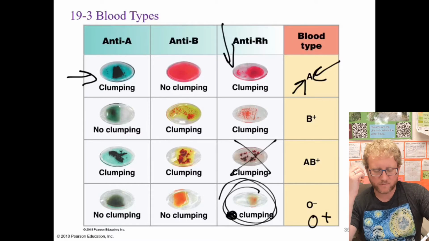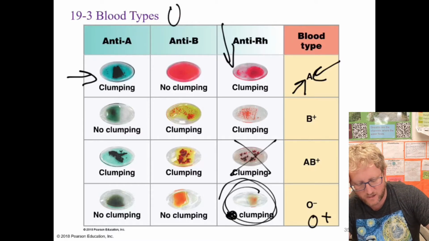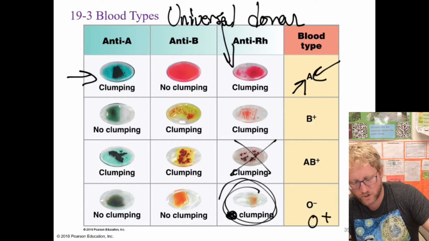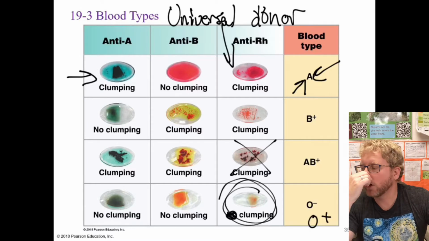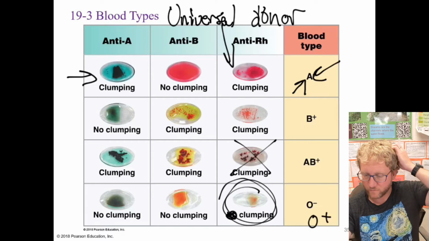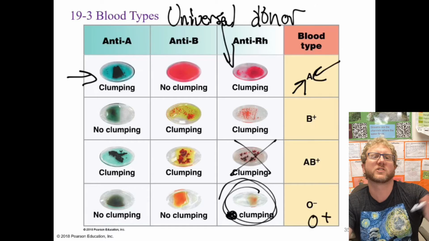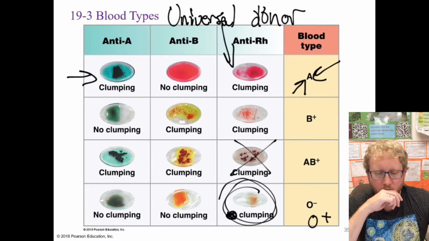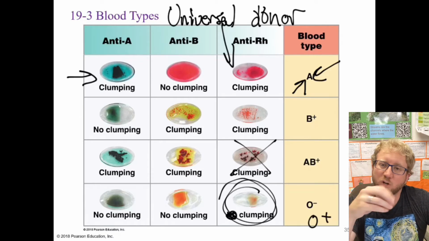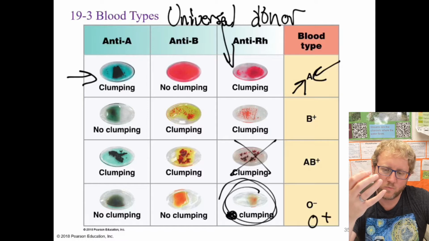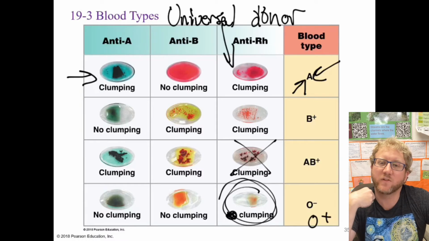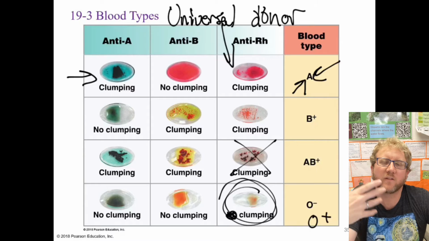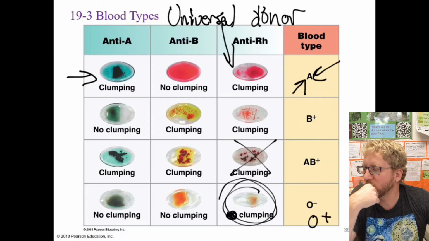Now sometimes you'll hear terms like universal donor. Universal donors are O negative because there are no antigens whatsoever on any of the blood, so there's nothing for the antibodies to agglutinate with. O negative can be given to everybody, and so O negative is sought after a lot.